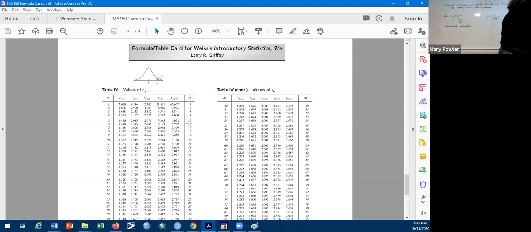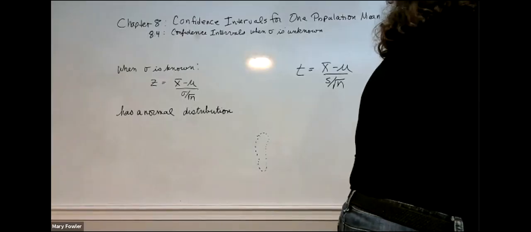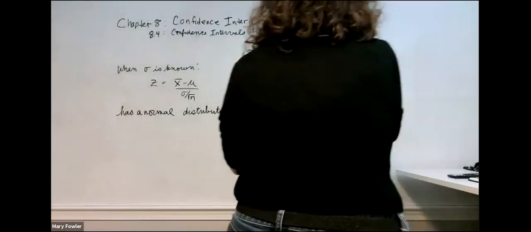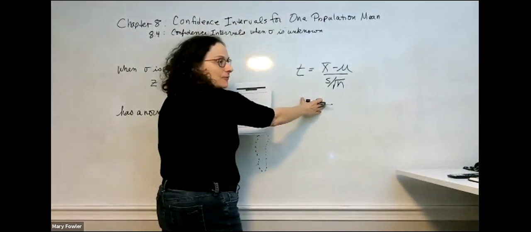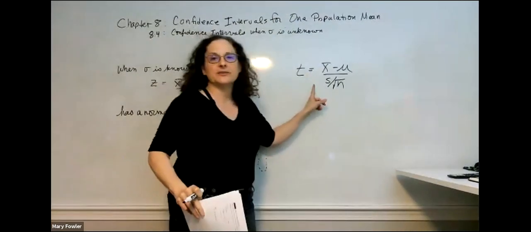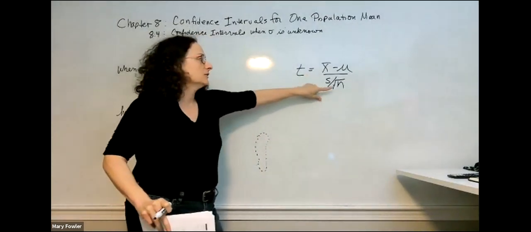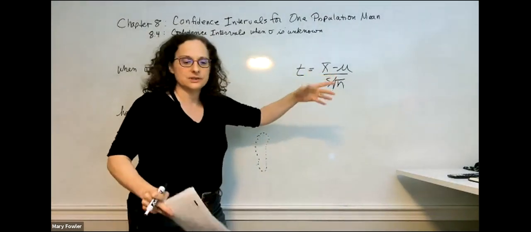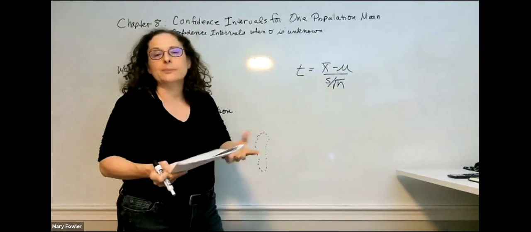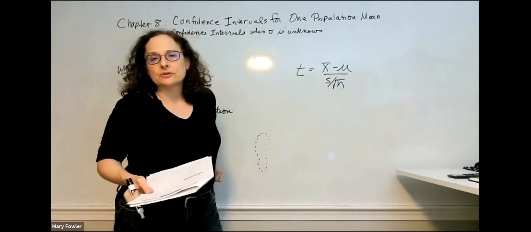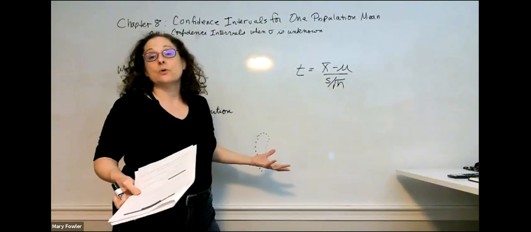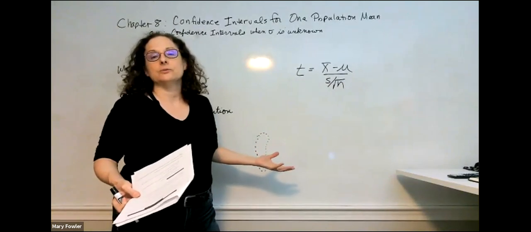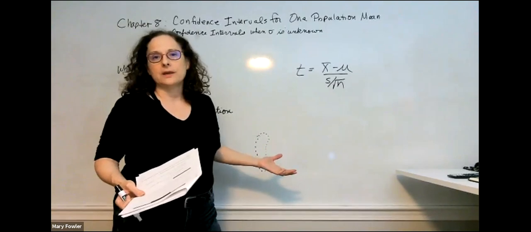Okay, so I'm going to come on over to the whiteboard. What we know is that if we standardize using this formula here, then we're going to end up with a t distribution. So now we want to be able to make confidence intervals based on the t distribution, because sometimes we won't know the population standard deviation. Actually, that's usually the case.